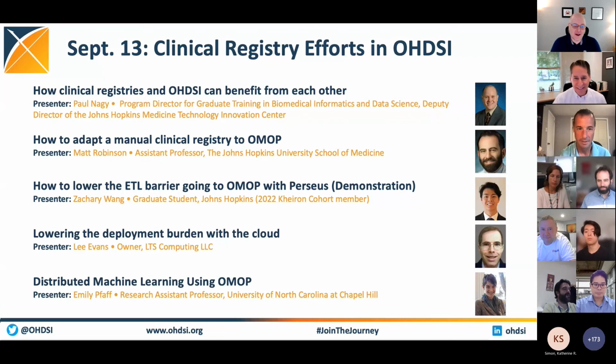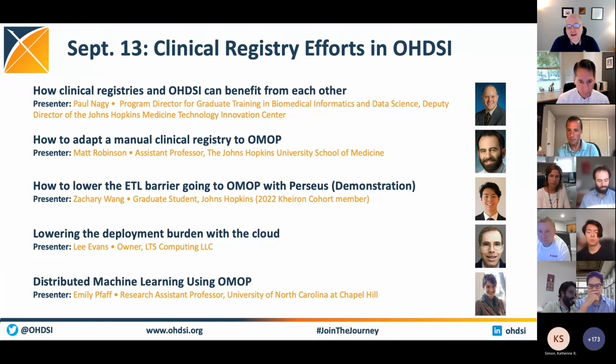Today we're really going to be talking about the symbiotic relationship between clinical registries and OHDSI. And today we have a great lineup of speakers, and we're only going to be presenting 2 registries, but we're really going to talk about how OHDSI can benefit the registries through EMR automation and through standardization, as well as how the registries can actually benefit OHDSI as a community as well.